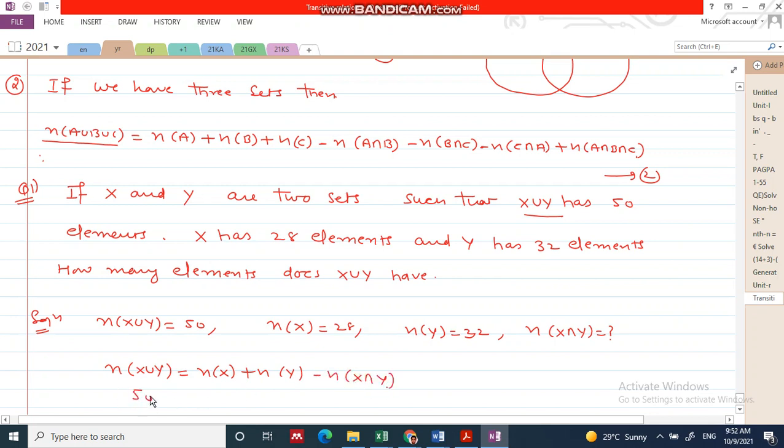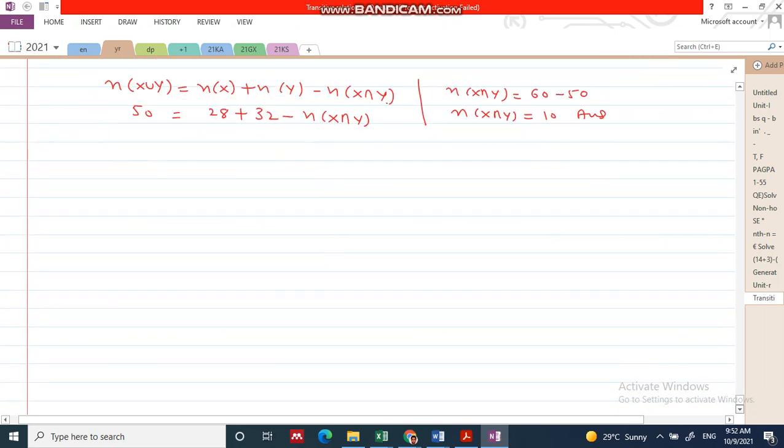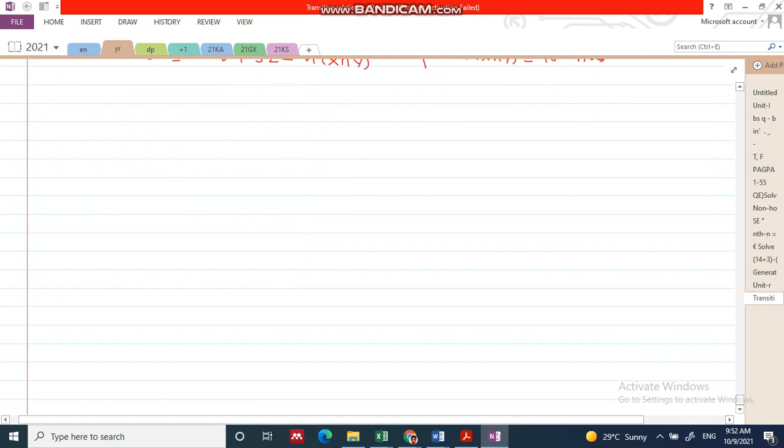So number of elements in x union y is 50. Here it is 28. Here it is 32 minus number of elements in x intersection y. So number of elements in x intersection y is equal to 60 minus 50. Okay. So what do you get? You get here 10. Okay. So 10 is the answer of this. Okay. In intersection we have 10 elements. Now we solve the next question.